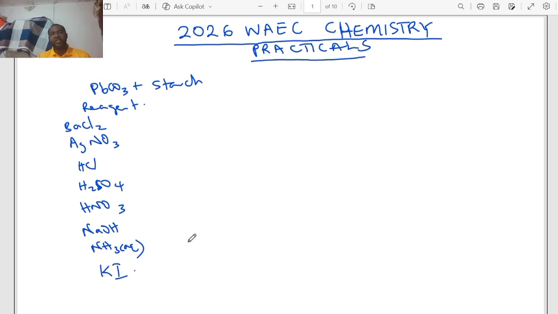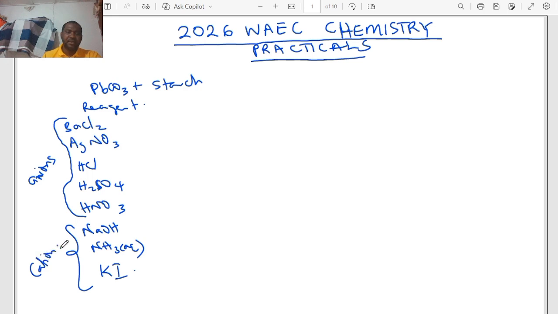Each of these reagents has different effects on both lead carbonate and starch. For example, these reagents from here to here are specifically used to test for anions, while these ones here are used to test for cations. This is a special test, but I'm going to show you how these things go. Now the first one I will talk about is barium chloride.